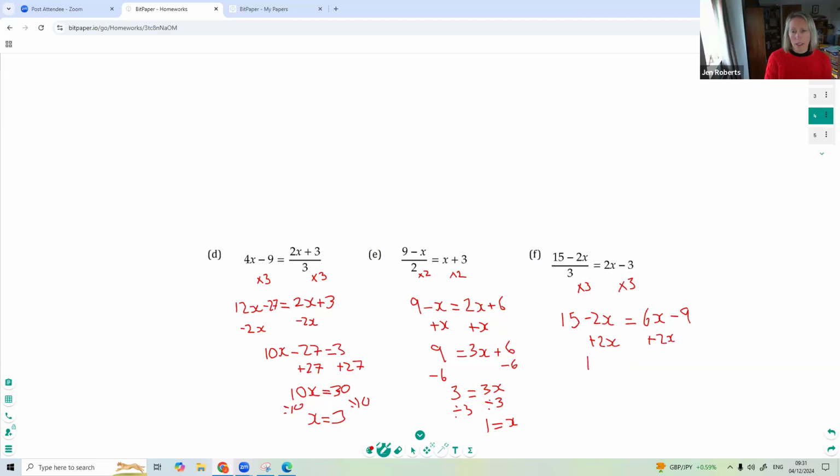15 here. 8x minus 9 here. We're going to add 9 to both sides. 24 here. 8x here. Divide both sides by 8 and your x is 3.